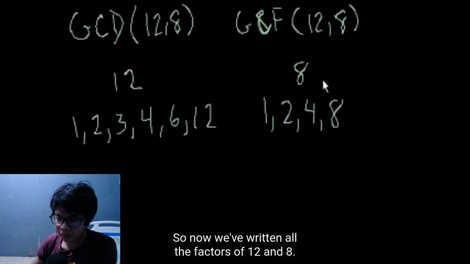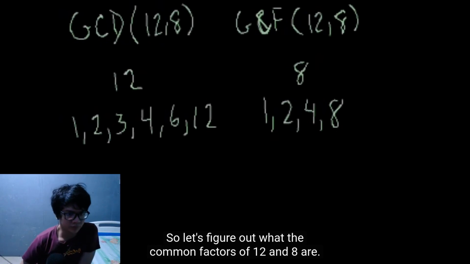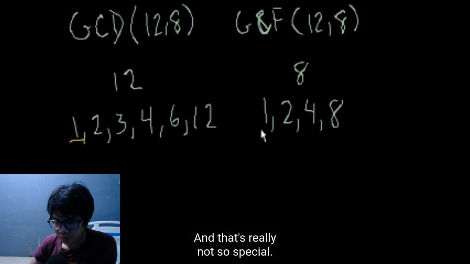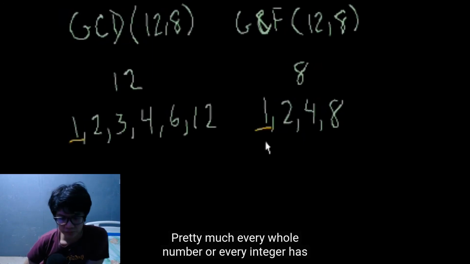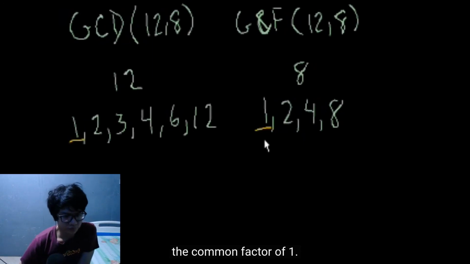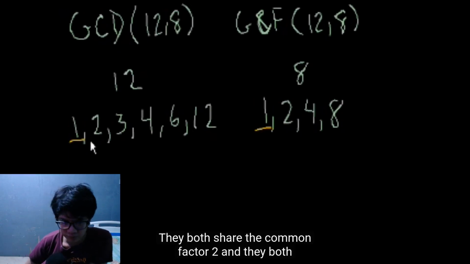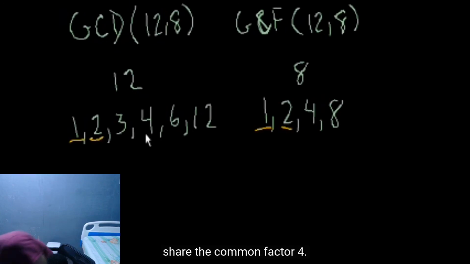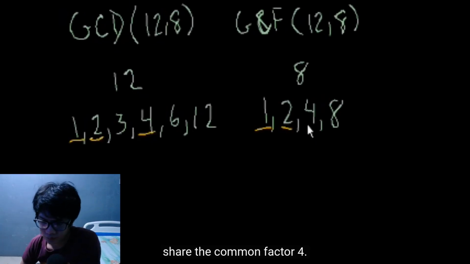So now we've written all the factors of 12 and 8. So let's figure out what the common factors of 12 and 8 are. Well, they both have the common factor of 1. And that's really not so special. Pretty much every whole number or every integer has the common factor of 1. They both share the common factor 2. And they both share the common factor 4.